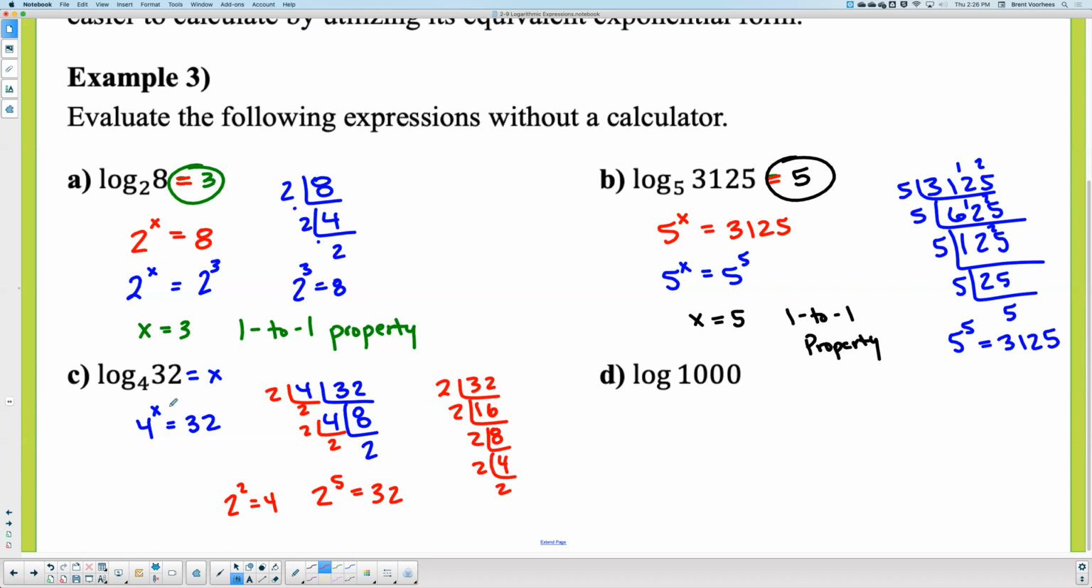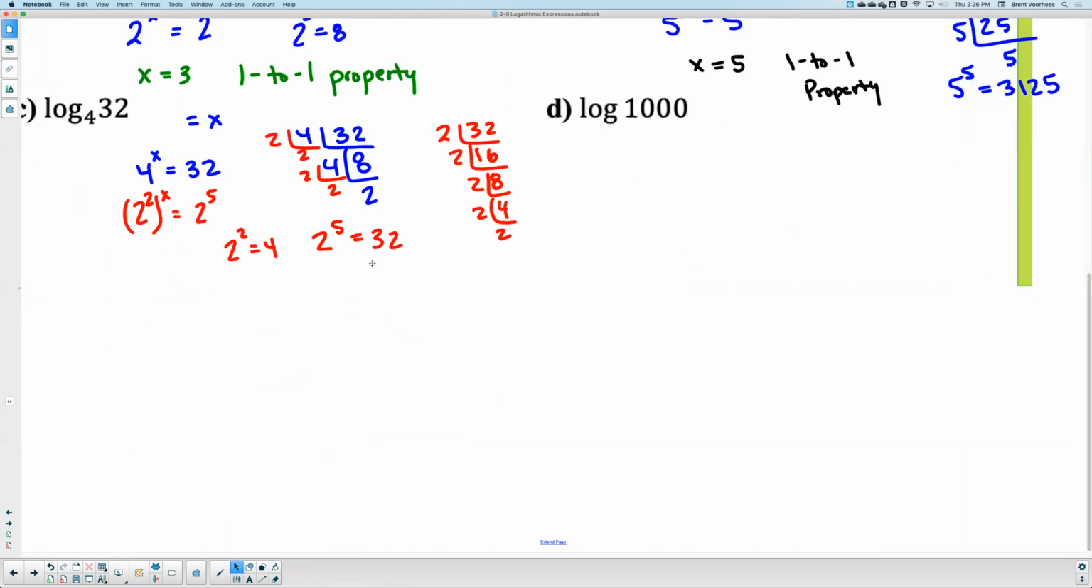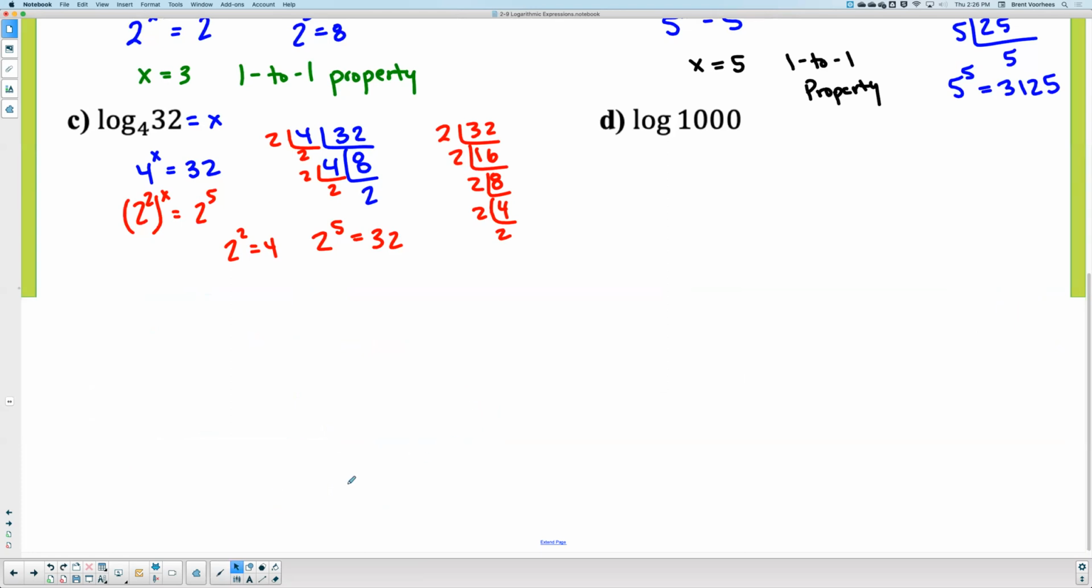2 to the 5th. Okay, so how are we going to solve this? I'm going to convert this 4. What is 4 the same thing as? 2 squared. And since it's power to a power, well, I'll get there in a second. Let's do that. 2 squared to the x equals 2 to the 5th. I'm going to move this over just a tad. Okay. What was our exponential rule when you have a power raised to another power? So that means 2 to the 2x equals 2 to the 5th.